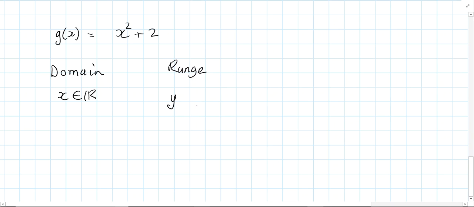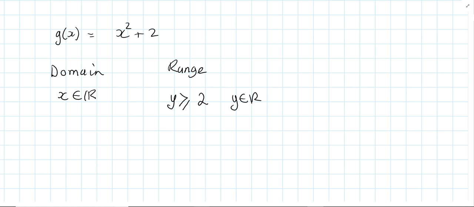Range is all numbers. Any output. Any real number. No, x squared plus 2. That's the domain: x is an element of the real numbers. X can be anything, but what can y be? Which numbers are bigger than 2? Y has to be greater than or equal to 2. We can say y can be any real number greater than or equal to 2.